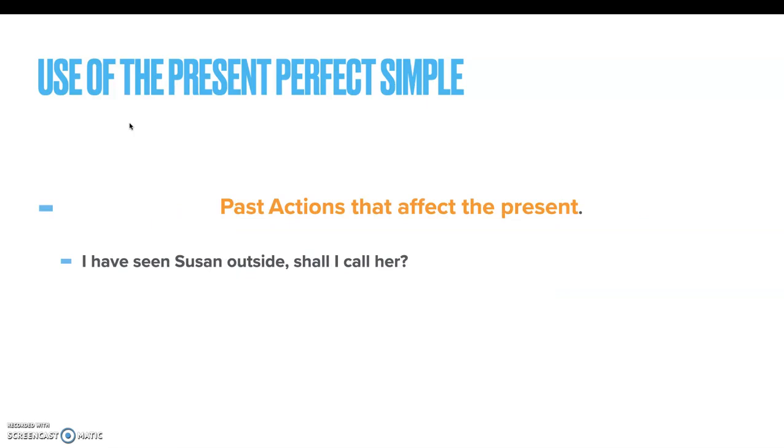The second use of the present perfect simple is to talk about past actions that affect the present. Actions that are important, relevant in the present. For example, I have seen Susan outside. Shall I call her? He visto a Susan afuera. ¿La llamo? The fact of seeing Susan outside is important now.